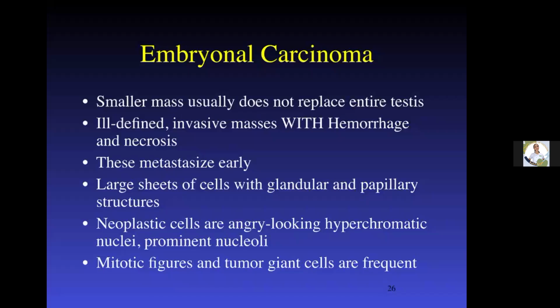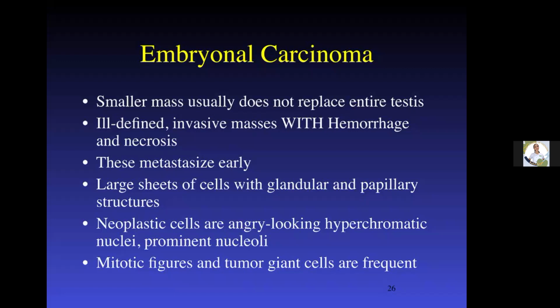The next tumor would be embryonal carcinoma. Usually, embryonal carcinomas are smaller in size and do not replace the entire testis. They are ill-defined, invasive masses with hemorrhage and necrosis. Your seminoma has no hemorrhage and necrosis. This type of tumor metastasizes early.